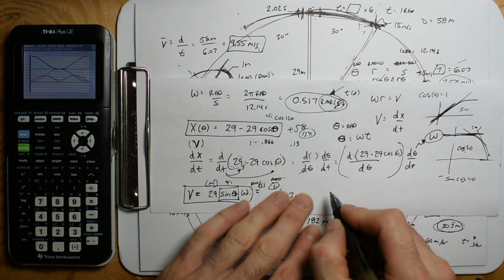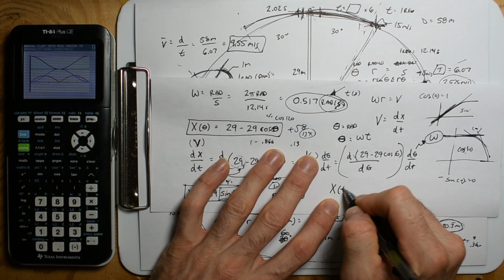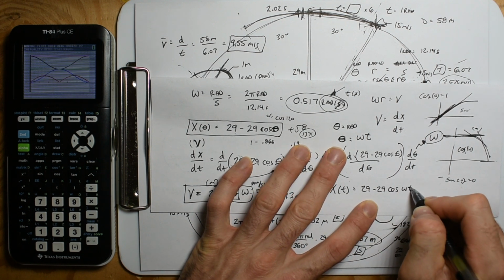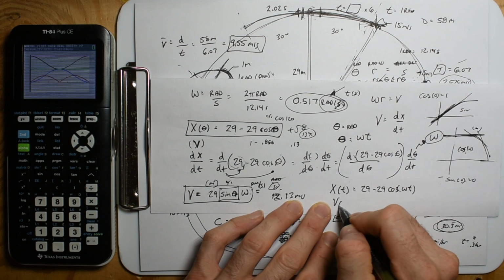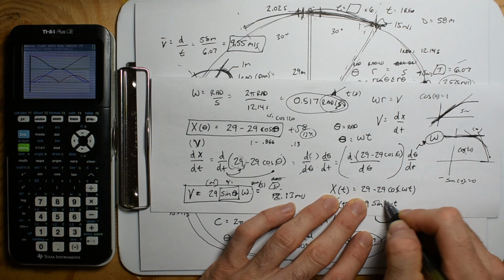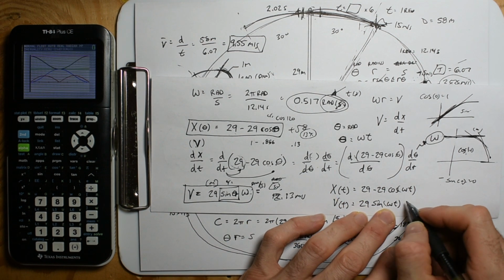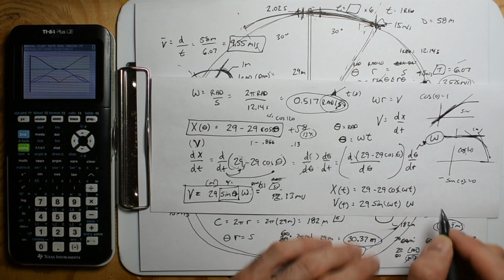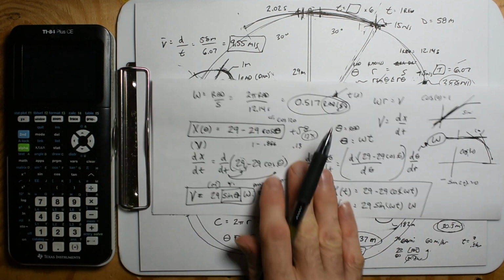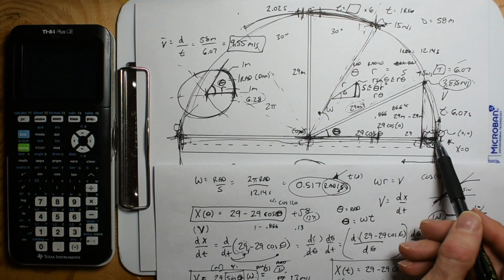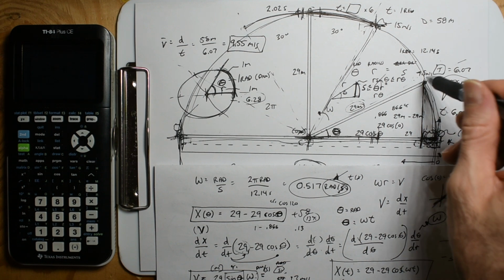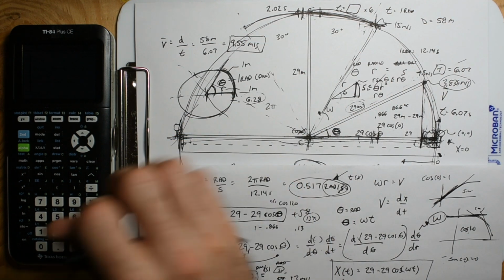And so the equation for position as a function of time is 29 minus 29 cosine omega t. And then the velocity as a function of time is 29 sine omega t times omega, which you'd put the omega out here, but whatever. So there you go, those are the two equations. And I don't know, it's linear motion. So that was the question: how do you describe linear motion in terms of trigonometry and wave functions?